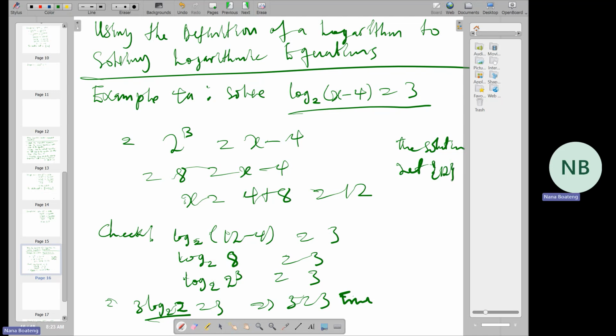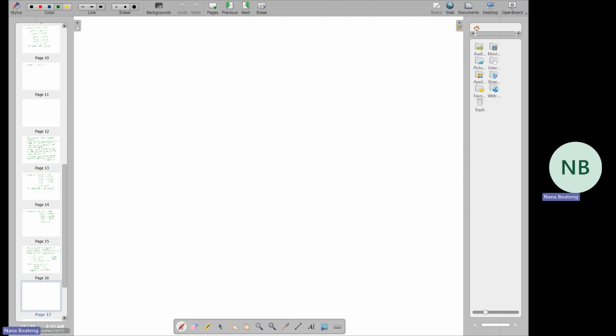The solution set is indeed 12. And we've done a check to make sure that the answer x is equal to 12 is correct. So let's look at another example. This should be our example 4b.